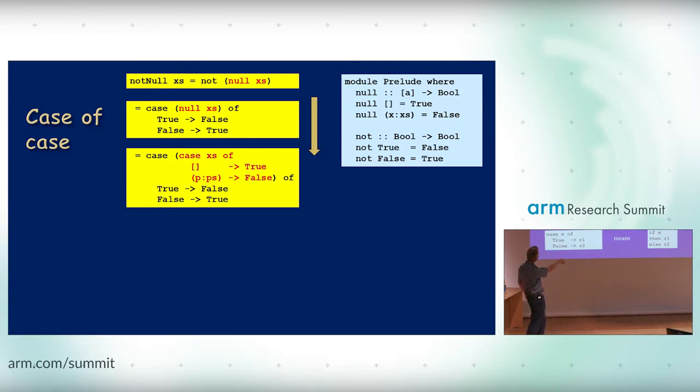Take this not here, just inline the code, there's the true and the false, and instead of b, I write the scrutinee, the argument of the function. So far, so good? Now I'm going to inline null as well. That's the bit in red: I've just replaced null xs by its right-hand side, simply instantiating the body. That's all we do in functional language compilers, replace calls with their right-hand sides. Okay, now what? Now what can we do?